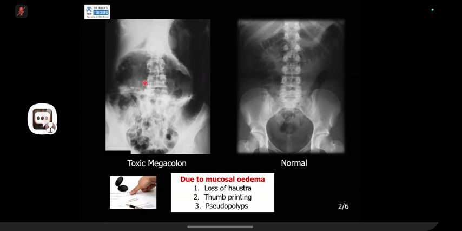And then if you look carefully, because it is distended, you can see something projecting inside. These are pseudopolyps. It is so horrendous that you can see tags of mucosa if you do an endoscopy or colonoscopy in these cases. So loss of haustra, thumb printing, pseudopolyps.